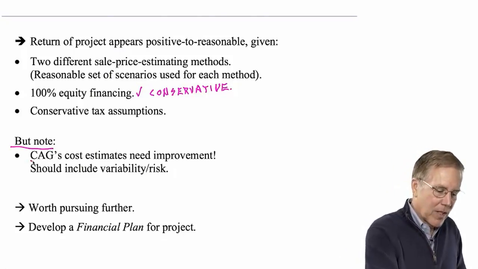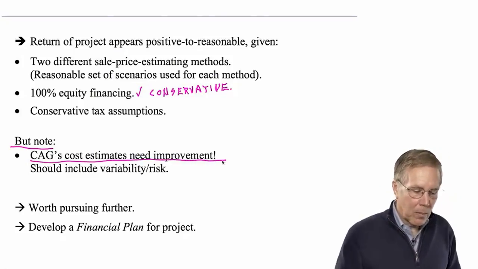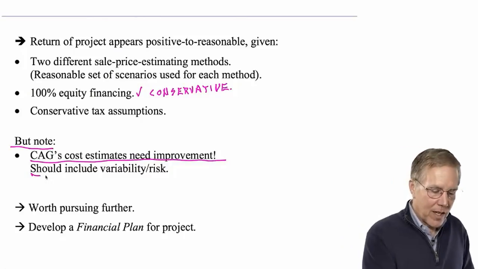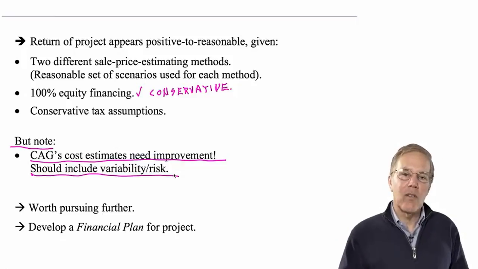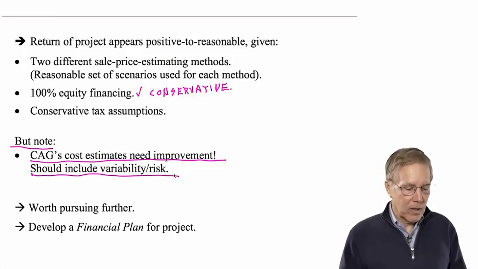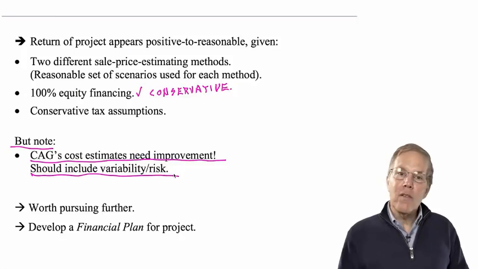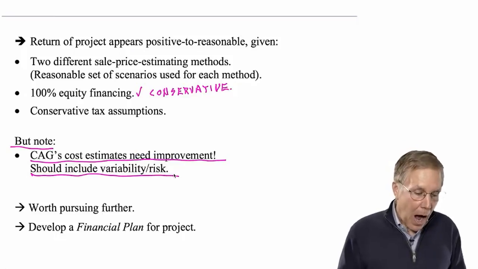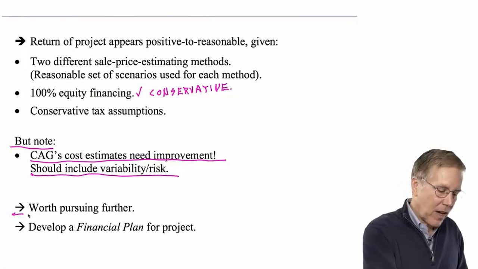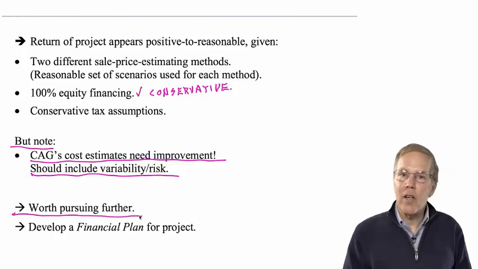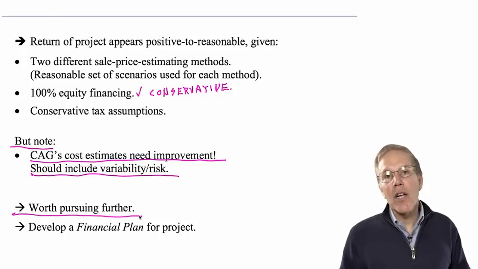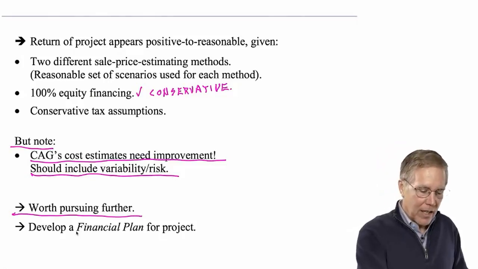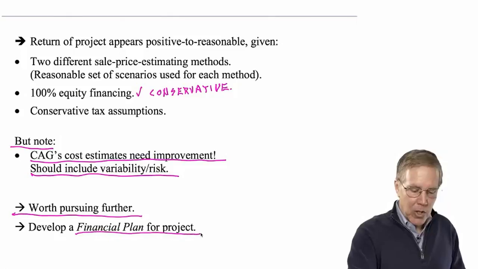Okay, so definitely the cost estimates could use some improvement. We didn't include variability, good situation, bad situation, expected situation, and variability is a synonym for risk. So we didn't consider risk, and it would be good to do that. But overall, everything said, I would vote that this project is definitely worth a closer look, worth looking further at it. And our next step for doing that is to develop a financial plan.